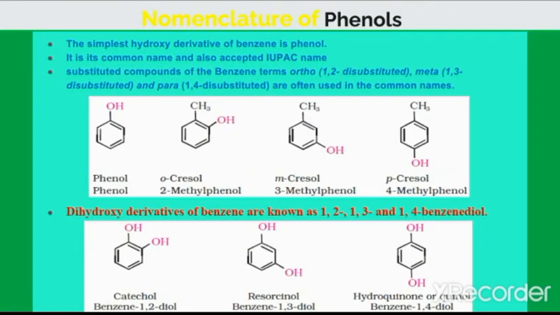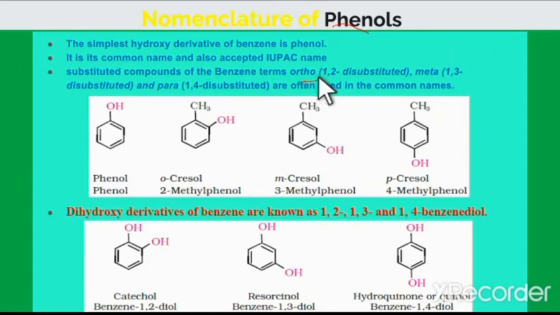The other class of compounds is the phenols. In the case of phenols, the nomenclature depends on the IUPAC system as well as the common nomenclature. The phenol itself is the common name, and the IUPAC also accepted phenol as the IUPAC name, in the case where only one OH group is present.